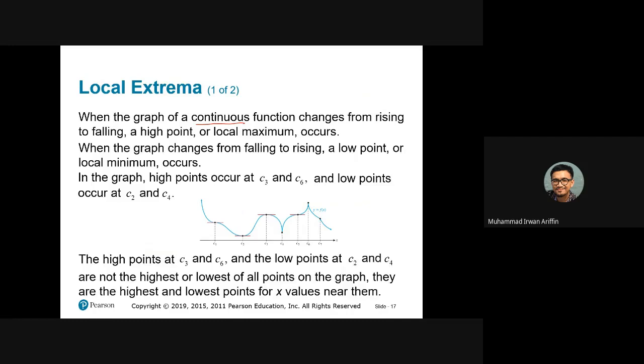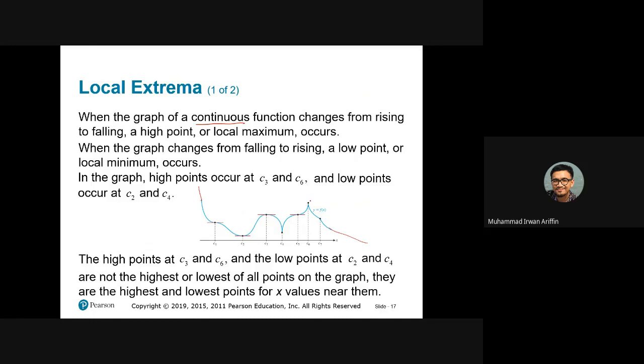Okay, so take note that these points, the high points C3 and C6, and the low points C2 and C4, are not the highest or lowest of all the points on the graph, because we still have points somewhere here and here, so we don't know. So this is not the global maximum.